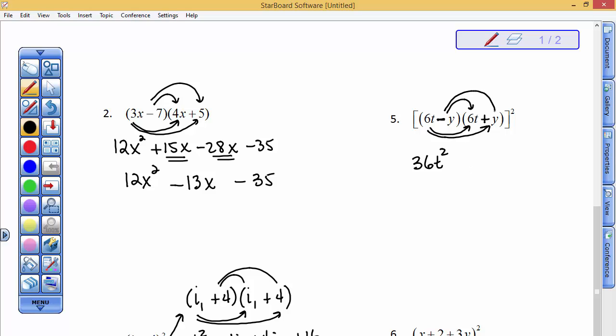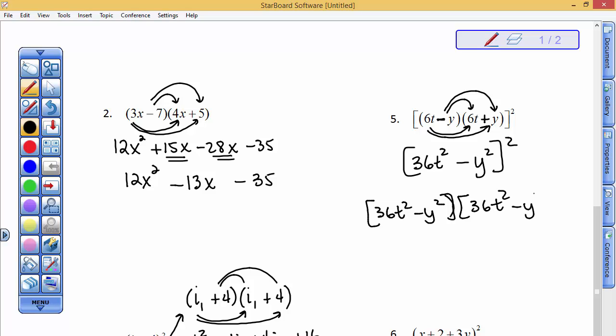So what I have then is a minus y squared, minus y times a positive y, which is a minus y squared. And now I want to square that, which means I should write that out 2 times and FOIL it. Oh my, I didn't do this in advance, so I have no idea what 36 times 36 is. Maybe I have it in my notes.